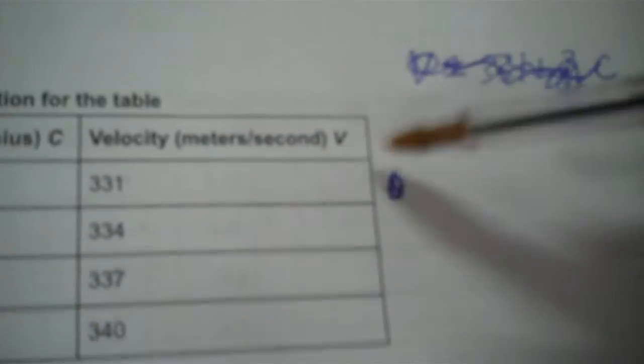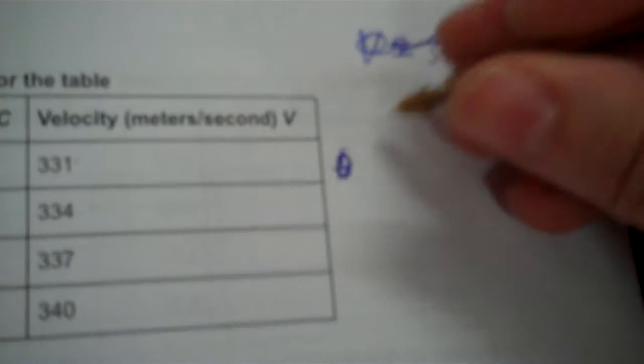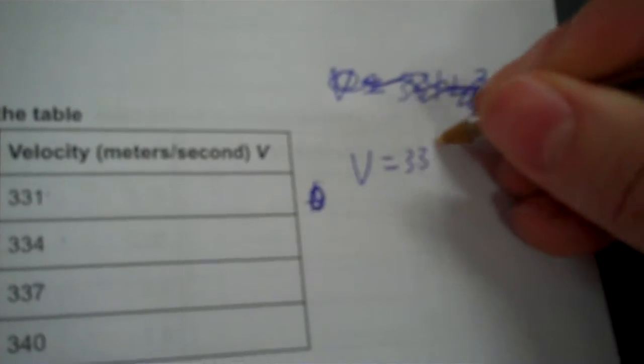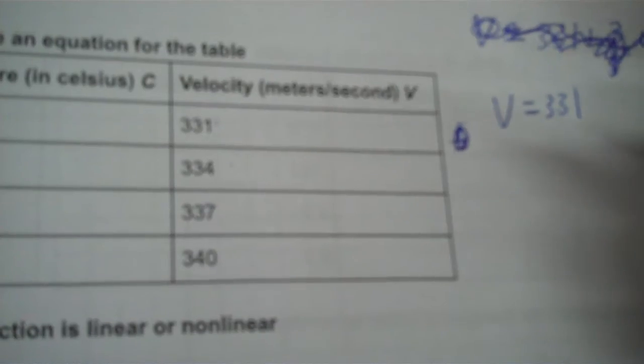Here's how you write an equation. This is your dependent variable here on the far right-hand corner, okay? You put V equals, nothing else over there but V. Then where does your V start at? 331. And then what's it doing, going up or down? Well, it's going up, okay? If it's going down, you minus, going up, you plus. Now, what are you going to plus?